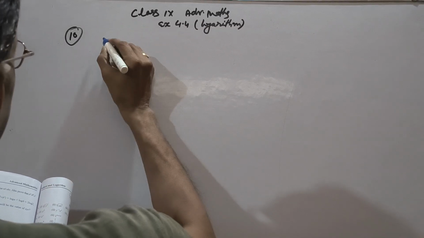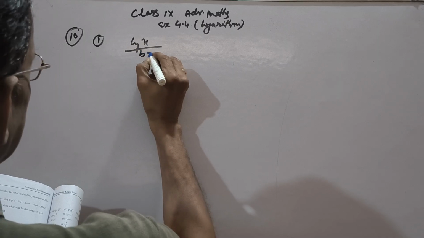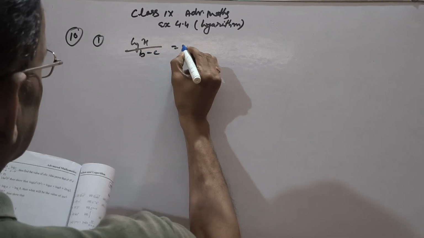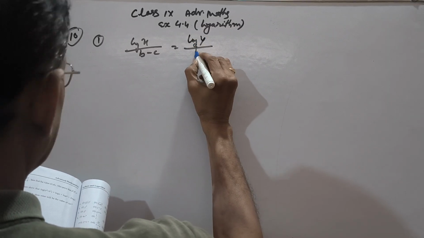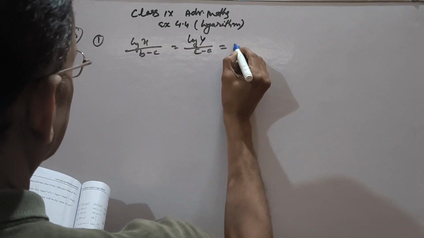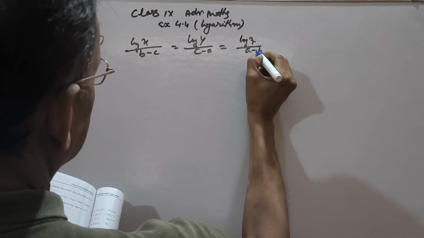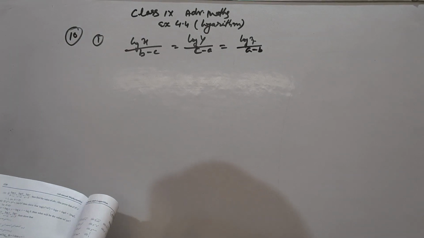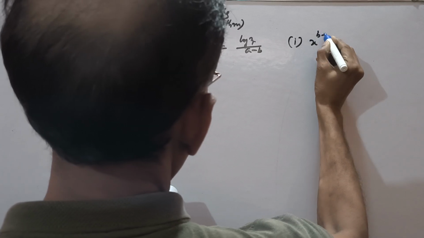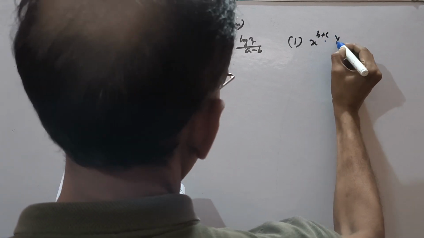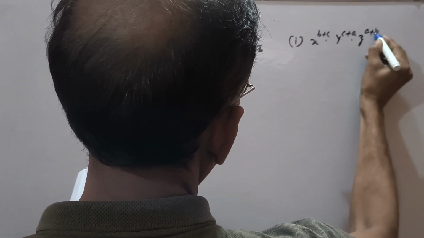Number 10 is given. We have log x by b minus c, which is a little bit important sum and not difficult. Log y by c minus a is equal to log z by a minus b. We need to prove in number 1: x to the power b plus c into y to the power c plus a into z to the power a plus b equals 1.